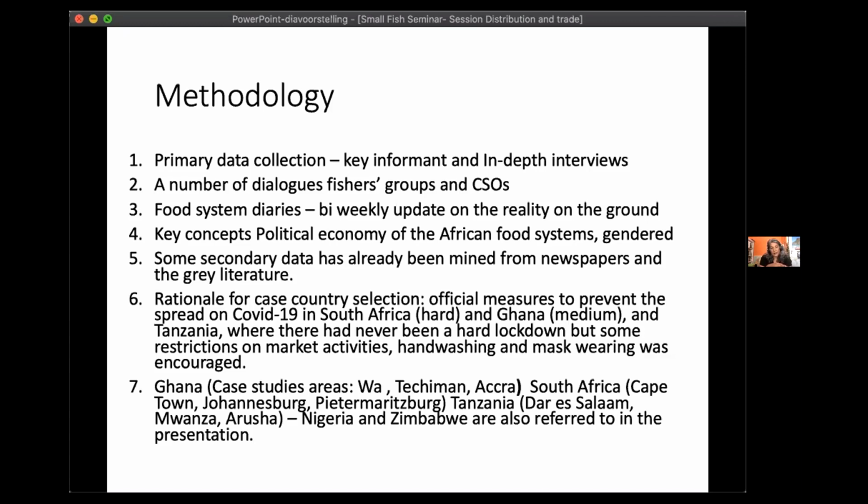The rationale for the case study selection was that in South Africa we had a hard lockdown, and in Ghana there was a medium lockdown. Tanzania never had a lockdown, but some restrictions were in place in terms of market activities, hand washing and mask wearing. Our case studies in Ghana are Wa, Techiman and Accra. In South Africa, it's Cape Town, Johannesburg and Pietermaritzburg. And in Tanzania, it's Dar es Salaam, Mwanza and Arusha. I'm also using examples of Nigeria and Zimbabwe in this presentation.